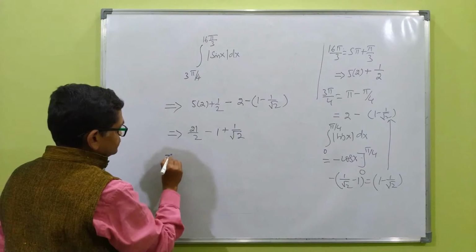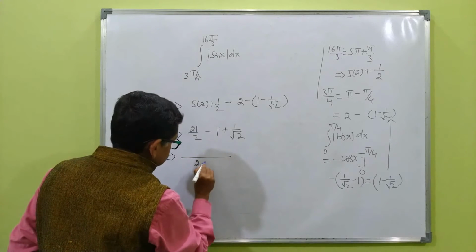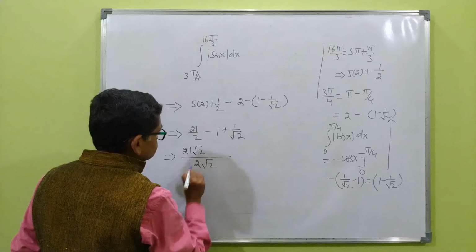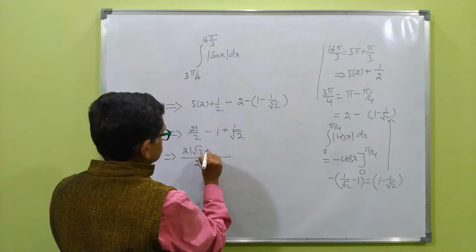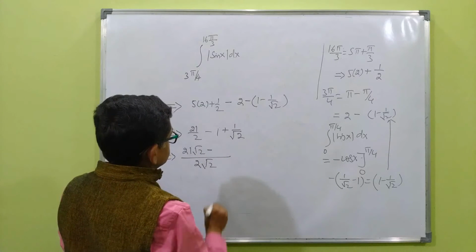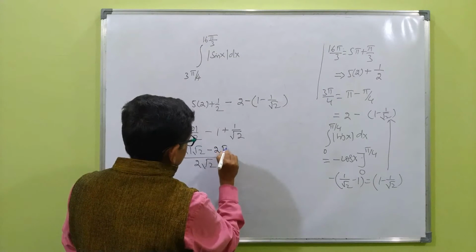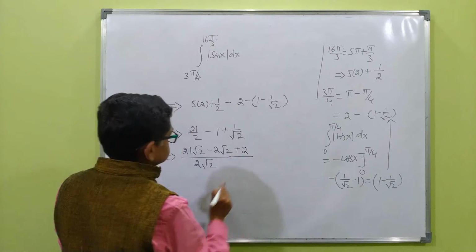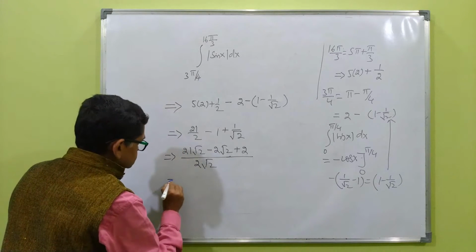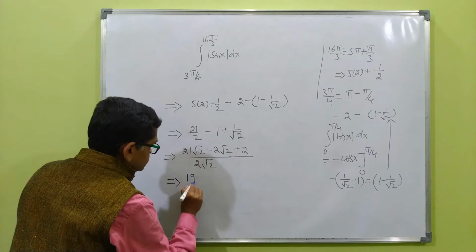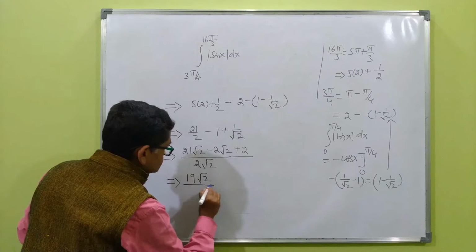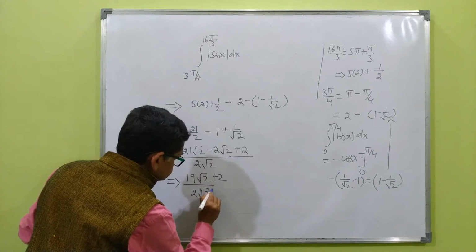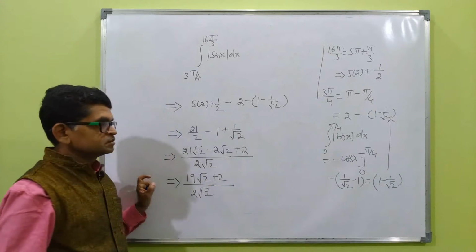So if you take the LCM as 2 root 2, then 21 root 2 minus 2 root 2 plus 2, that is 19 root 2 plus 2 by 2 root 2. This is the answer.